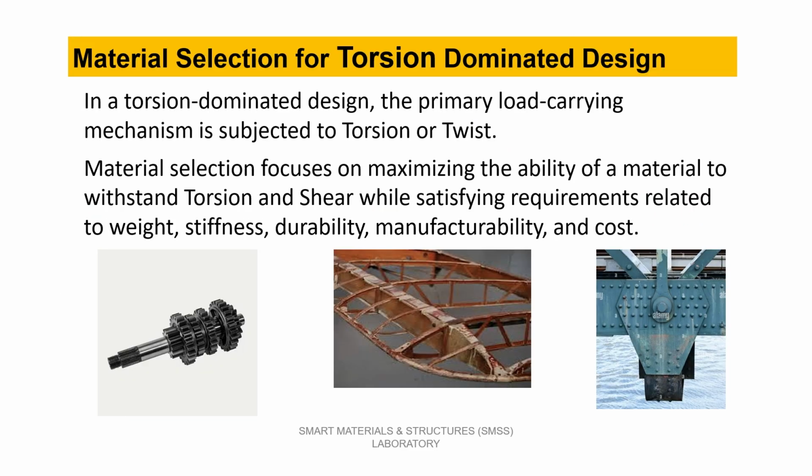So, let us start with the material selection for torsion dominated design. Now, in a torsion dominated design, the primary load carrying mechanism is always subjected to torsion or twist. So, there are two different types of possibilities there, of course. One case is when one side is statically fixed or supported. So, one case is something like this, and you are applying the torsion.